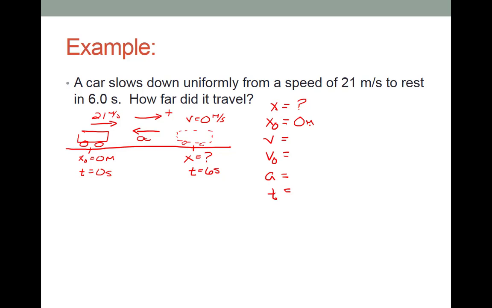What's the distance between where it was at t = 0 and t = 6 seconds? I know that my final velocity is 0. I know my initial velocity in my coordinate system is a positive 21 meters per second. I don't know my acceleration, but what I do know based on my coordinate system is this thing should be negative. So I'm going to put a little note to myself there. Hey, it should be negative. And if I calculate something that is not negative, then I know I've done something wrong. And lastly, I know 6 seconds.